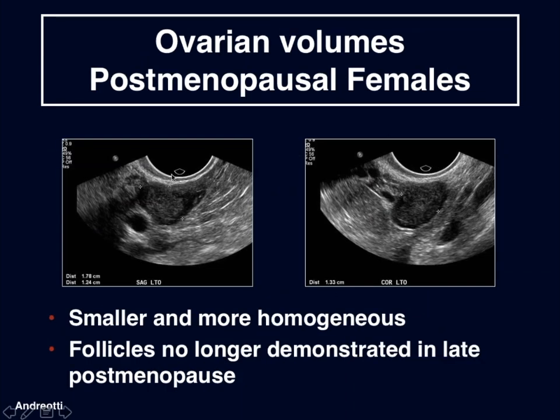So here we see a more homogeneous appearing ovary in sagittal and transverse views. And what you can really note here is that follicles are not present. And this would be a patient in the late postmenopause.